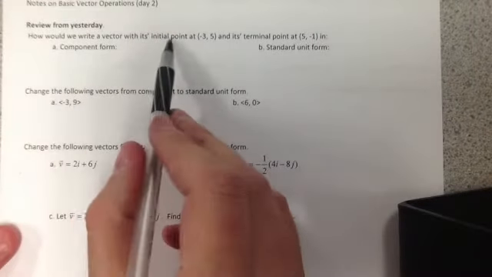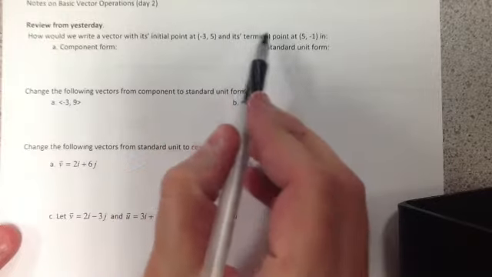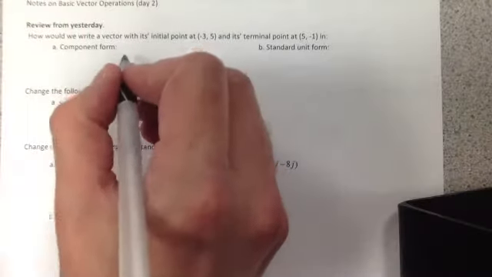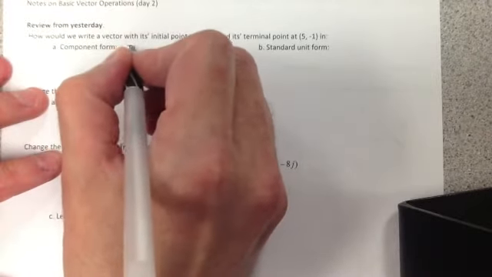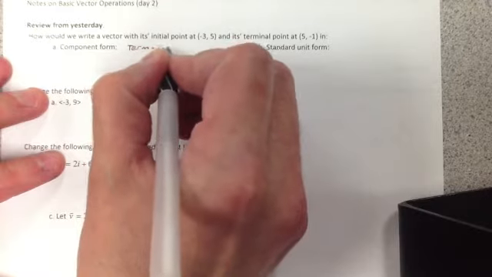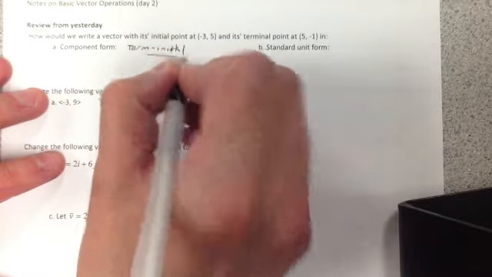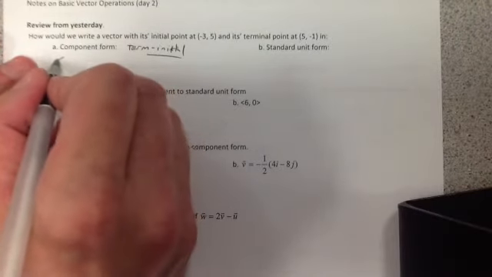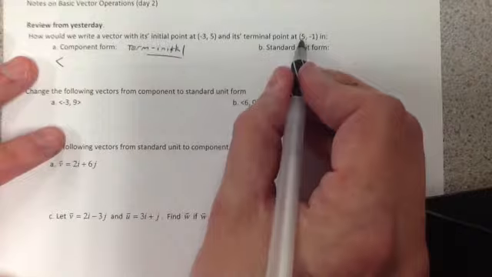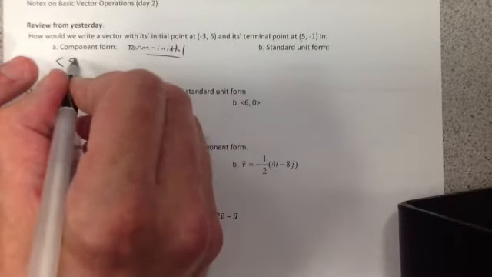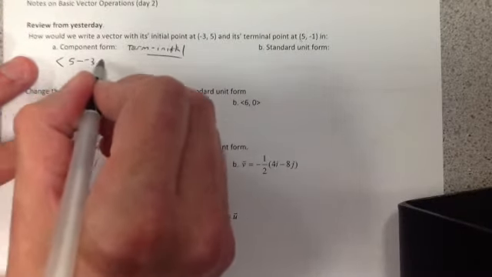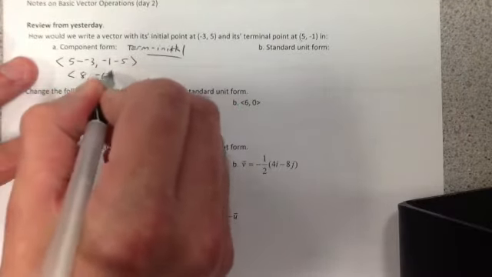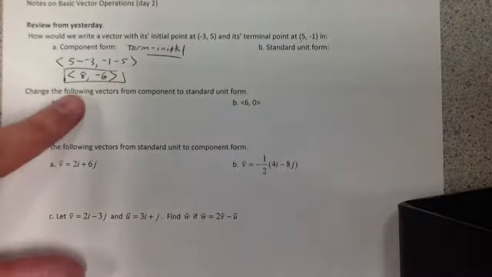How would we write the vector if its initial position is at (-3, 5) and its terminal point is at (5, -1)? Well, very easy. Remember, it's always going to be terminal minus the initial. So if I want to write it in component form, we take the terminal, 5 minus -3 for the difference in the x's, and -1 minus 5. So that's going to give us 8, -6. And there's our vector, <8, -6>.